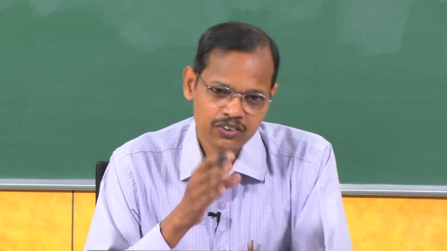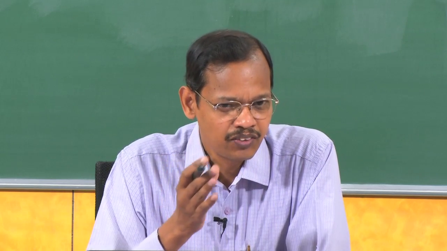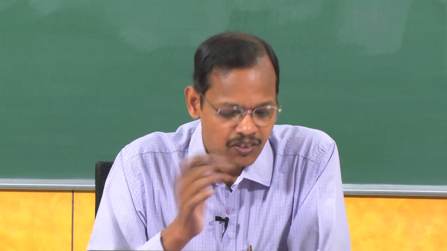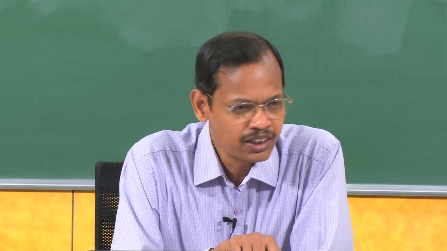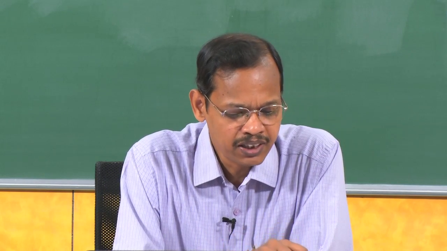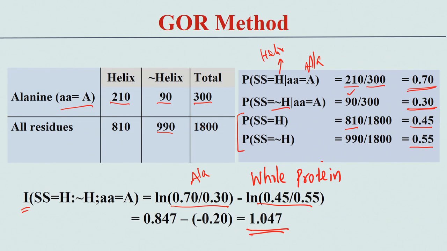If the value is more than 0, then it prefers to be in helix. If it is less than 0, it is not preferred in helix. For example, if you have 300 alanines, 150 in helix and 150 not in helix. Likewise, of 1800 you can put 900 in helix and 900 not in helix. For example, if you put 900 and 900 here, and here also 150, 150.